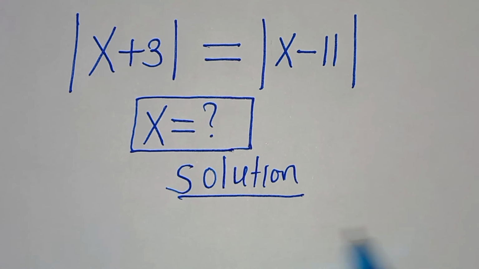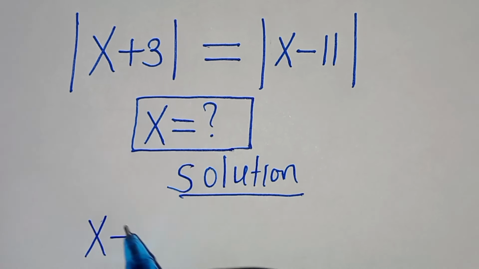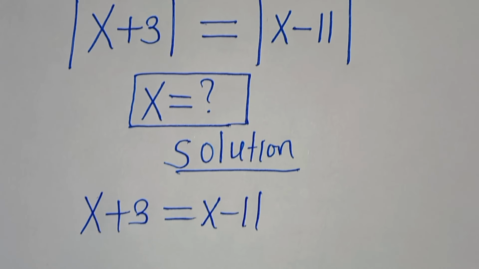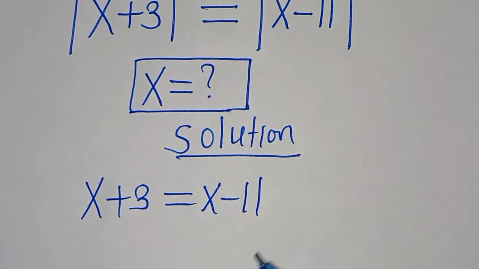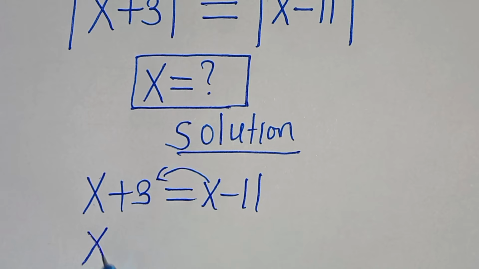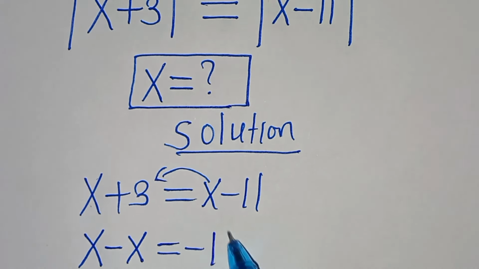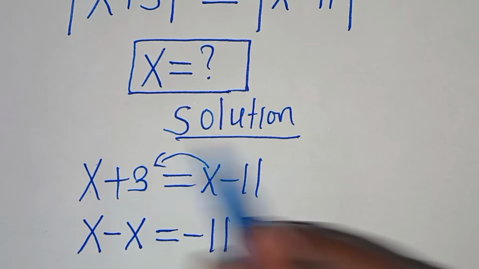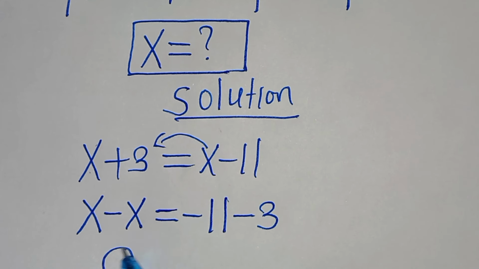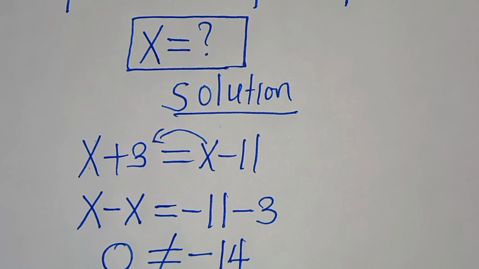Now the first part here, we have the absolute value, so we can equate this directly, that is x plus 3 is equal to x minus 11. By equating directly, if we take x on the left hand side, then we have x minus x equal to minus 11. Let's take plus 3 to the right hand side, so this becomes minus 3. And therefore, x minus x, this is equal to 0, which is not equal to minus 14.